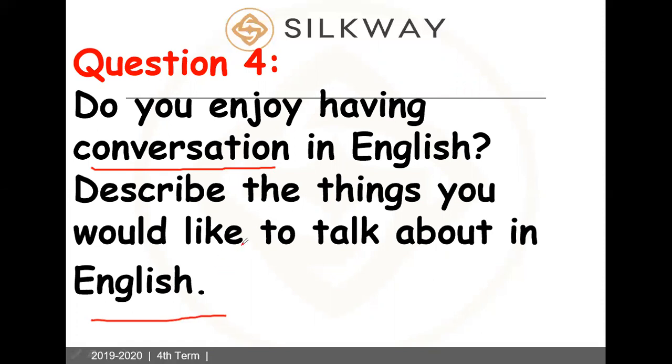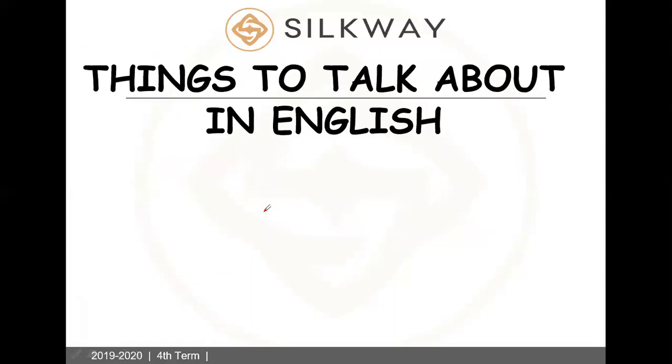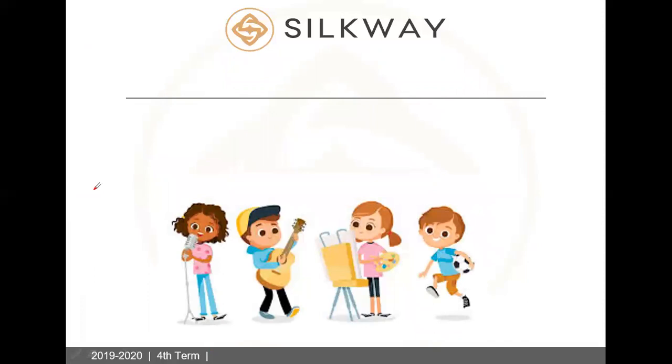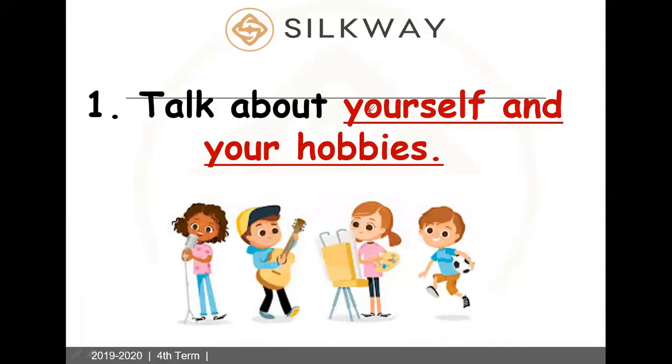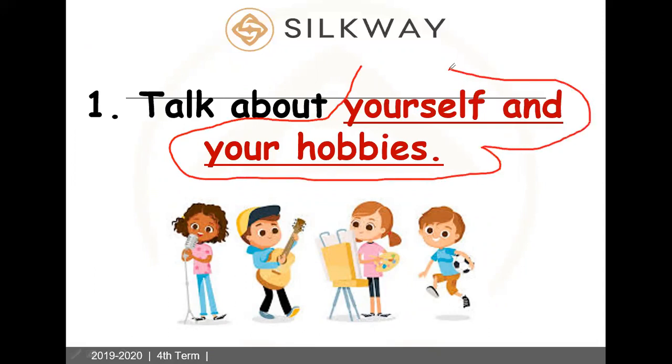So I'll give some examples. What are the things that you talk about in English, or what are the things that you can talk about in English? So we have here, first, you can talk about yourself and your hobbies. Like for example, you can say, oh, my name is Teacher Bell. I am from the Philippines. I love traveling. So that is an example. You can talk about yourself and your hobbies. Hobbies, what are your hobbies?